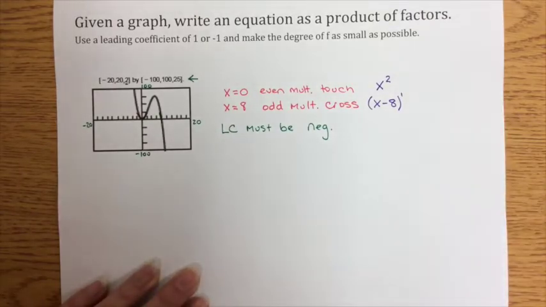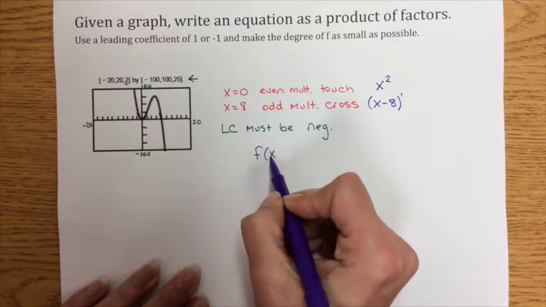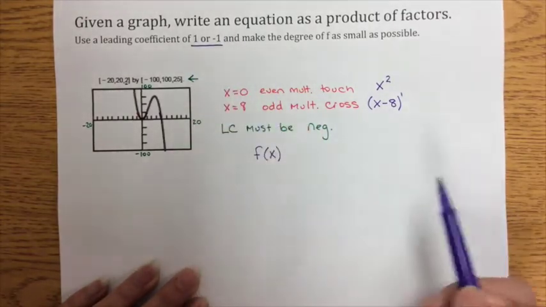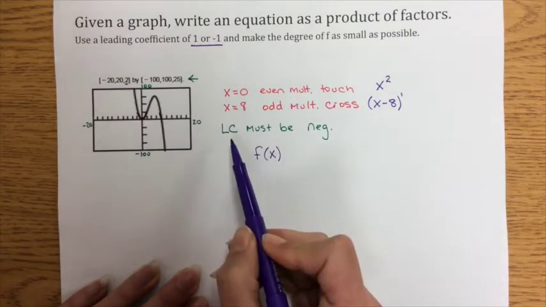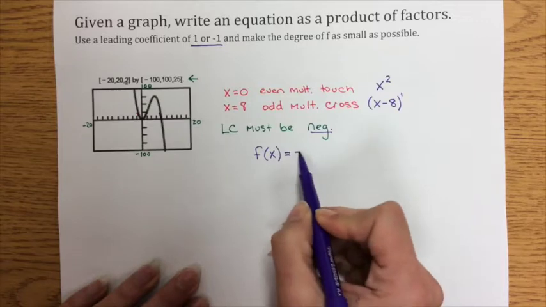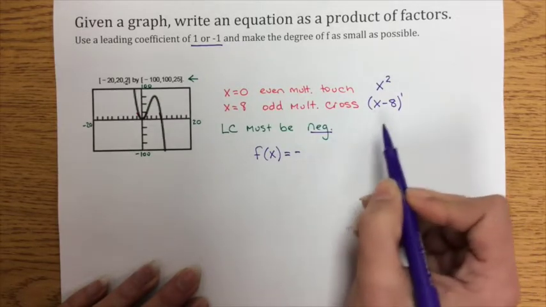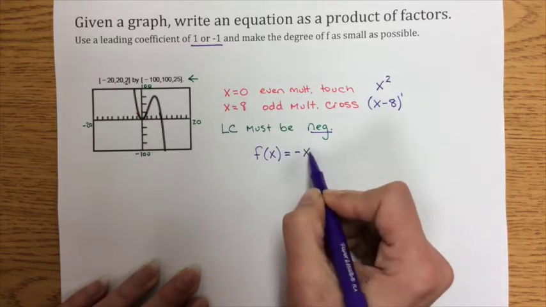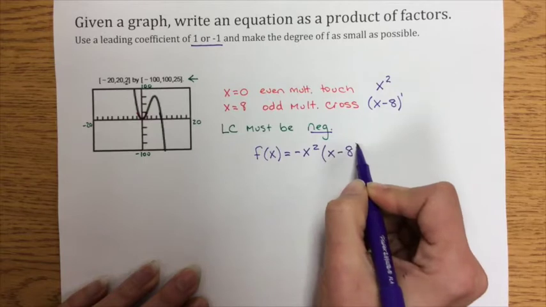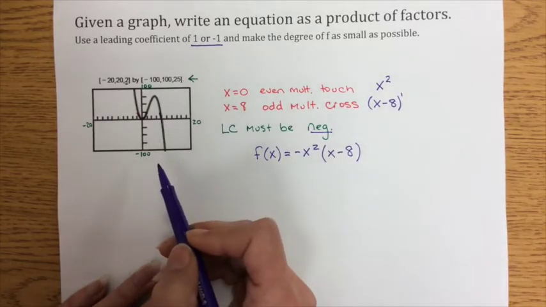We're ready now to write our function. So this function, we could say f of x equals, our leading coefficient needs to be 1 or negative 1. And we determined here that it must be negative. So we're going to write a negative 1 leading coefficient. So we're going to write negative x squared times x minus 8. And that is a good equation for this graph.